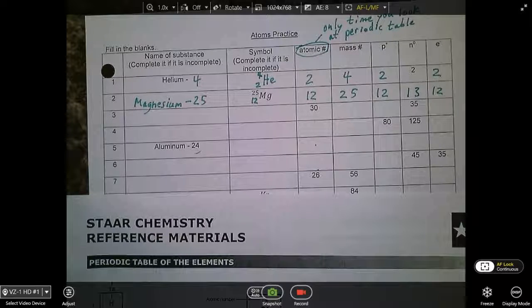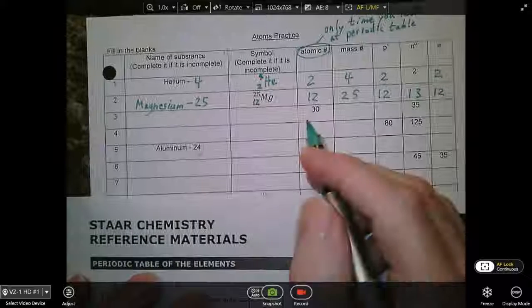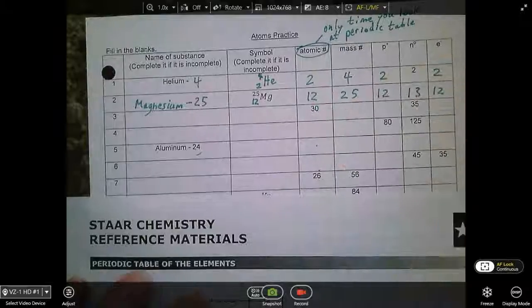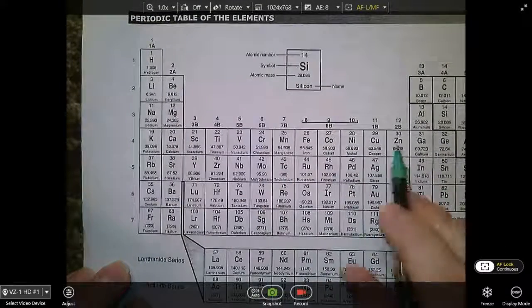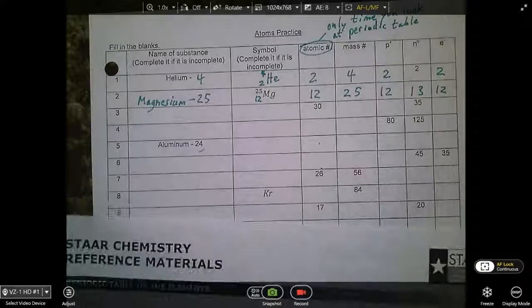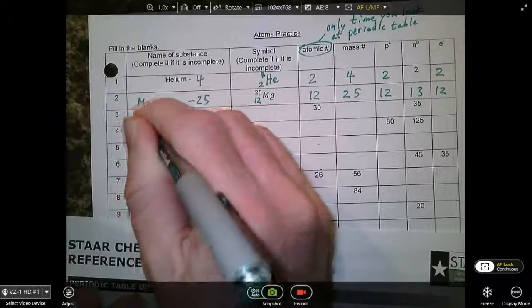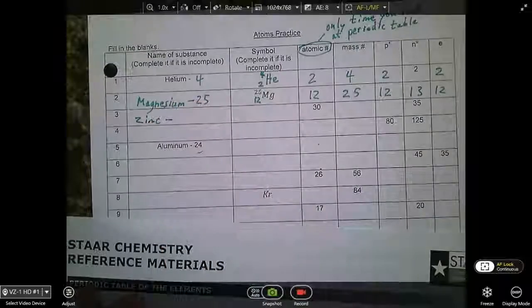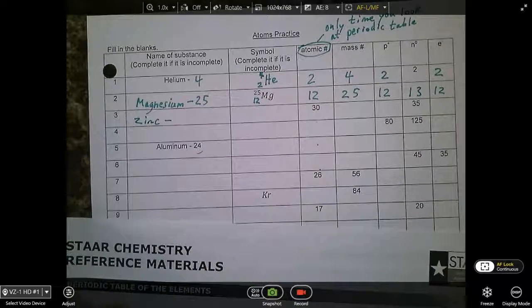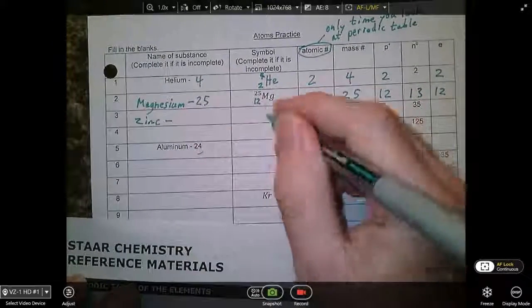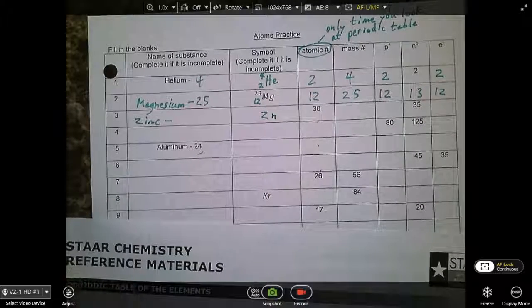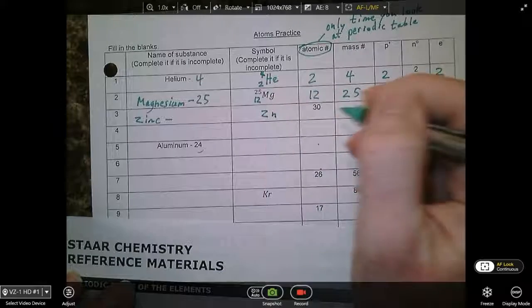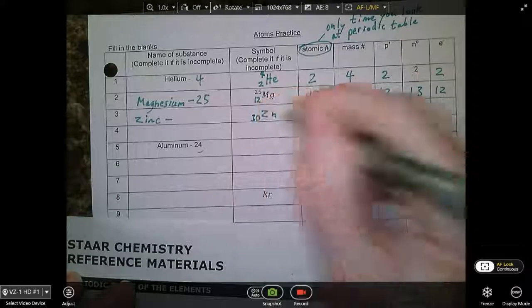Okay, we'll do one more, and I'm going to do it quickly, and then we'll be done, and you can do the rest. Okay, so 30 is the atomic number. I can look for 30 on here and find out what element it is. It's zinc. So we're going to put zinc, and I'm going to put dash to remind myself that I need to write in the mass number. Zinc is Zn, and the atomic number is 30, so I'm going to put 30 right there.